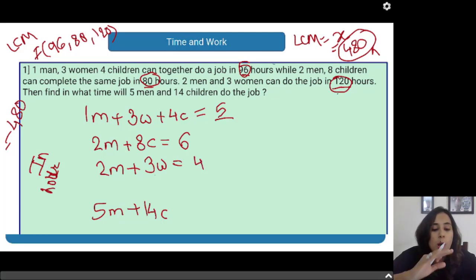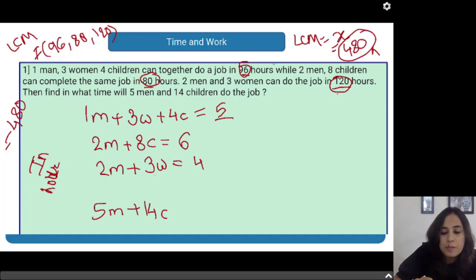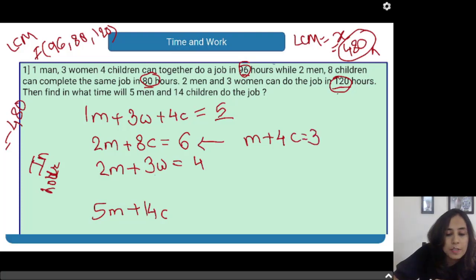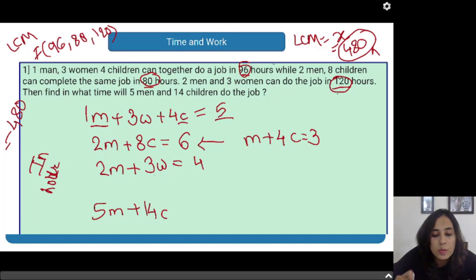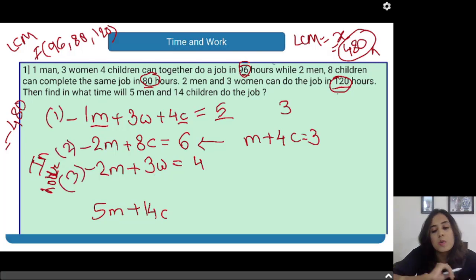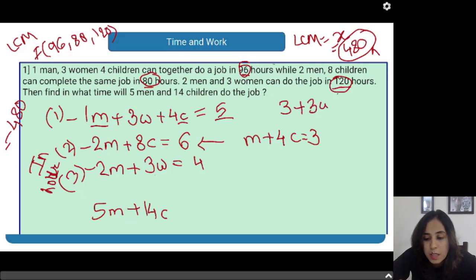So guys, all I have to do is solve the simultaneous equations, find the value of M and C and get to the answer. So now let us solve this together. If you simplify this equation, you can divide the whole equation by 2. So you have M plus 4C is equal to 3. And we already have M plus 4C here. This is my equation 1, this is 2, and this particular equation is 3. So I am just going to substitute the value of equation 2 in my equation number 1. So I get 3 plus 3 women equal to 5.